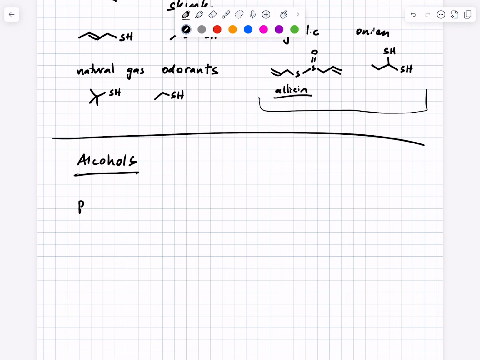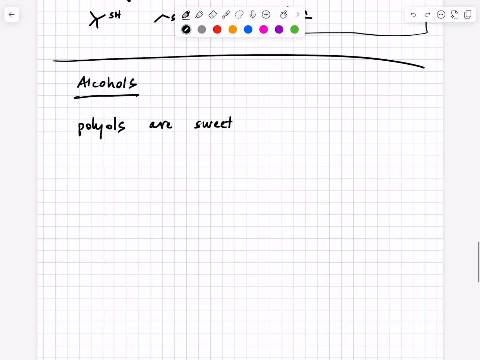in particular, we're going to talk about polyols. These are alcohols that have many OH groups, and these are generally sweet. So an example is glucose. You don't need to memorize this structure. You will in 352, but for now, glucose, you can see, is highly decorated with alcohol functional groups.